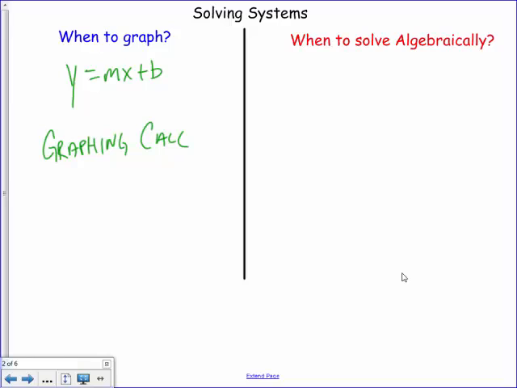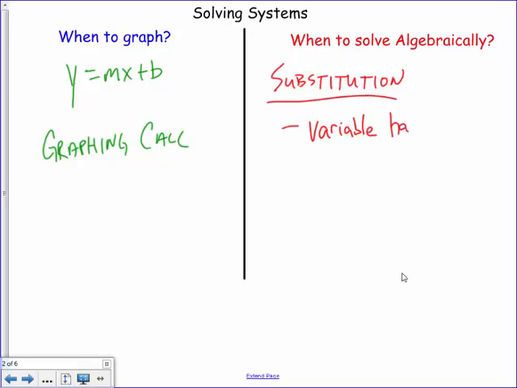Solving algebraically, well, when would we want to use substitution rather than elimination? Substitution is easiest when your variable has a coefficient of 1. And what I mean by that is really it has no coefficient. Its coefficient is 1, but it doesn't really show up. I'll show you what I mean.